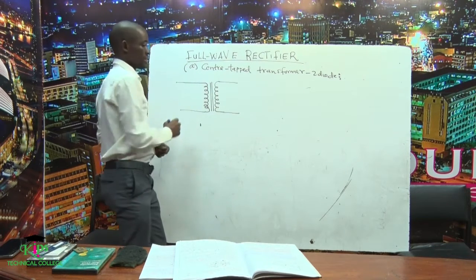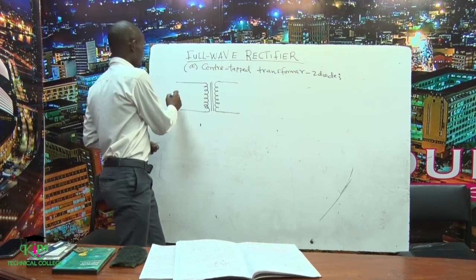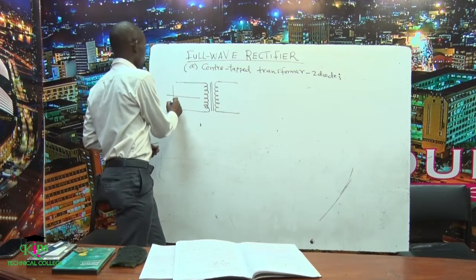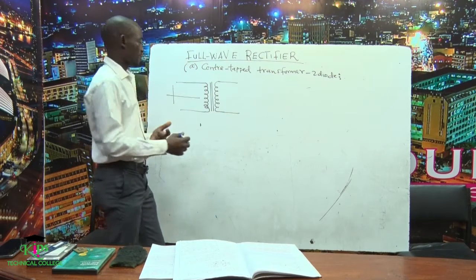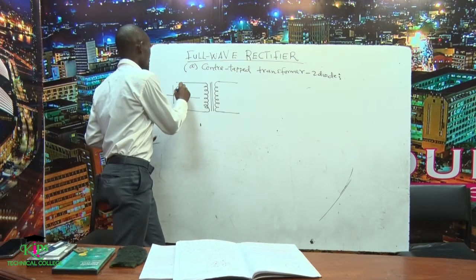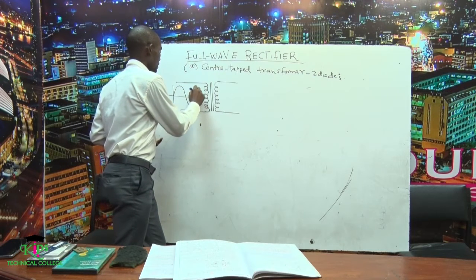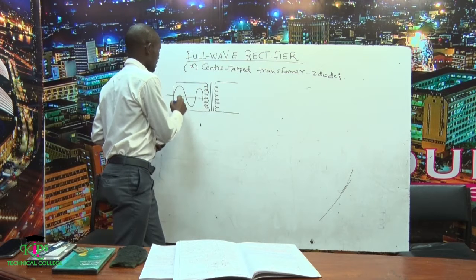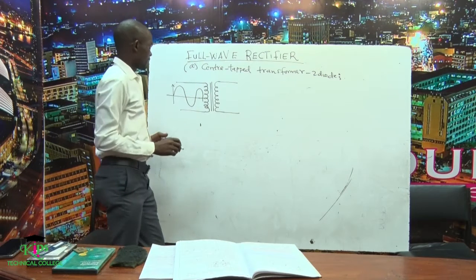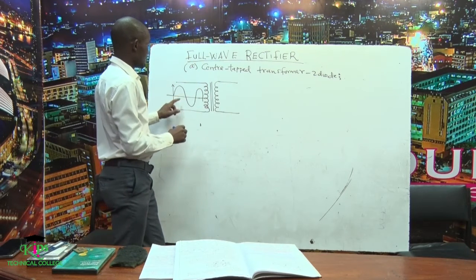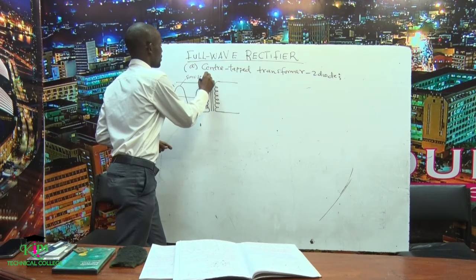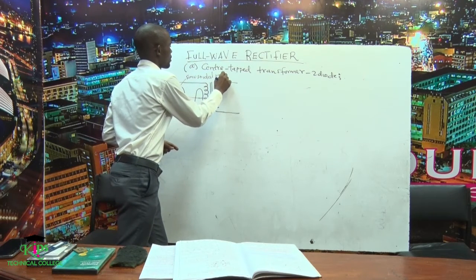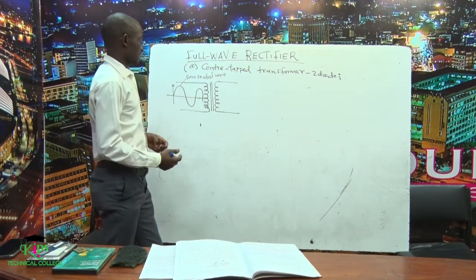This is our input, and remember, the input is an AC. It is a sinusoidal wave. Sinusoidal means the wave takes the form of a sine wave. So it moves in such a manner. Basically this is a sine wave. It's called a sinusoidal wave because it behaves like a sine wave.